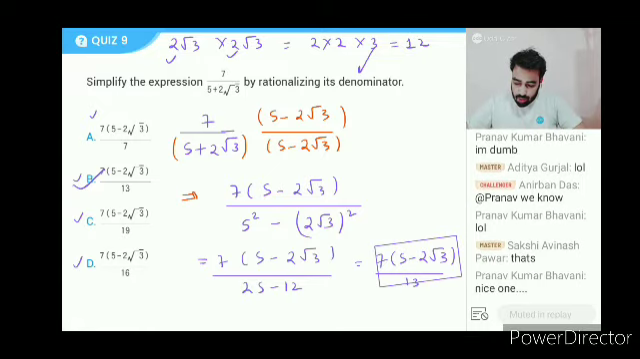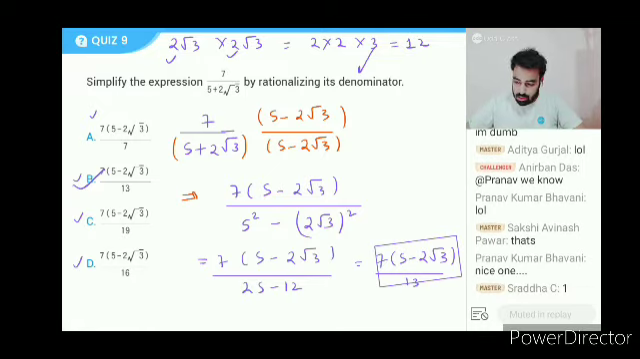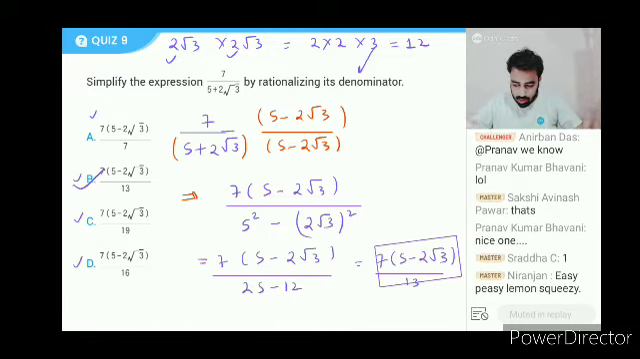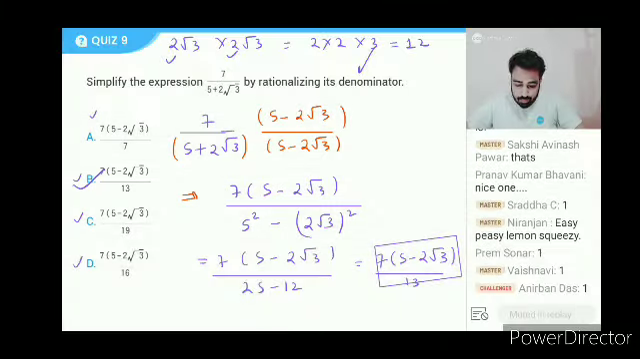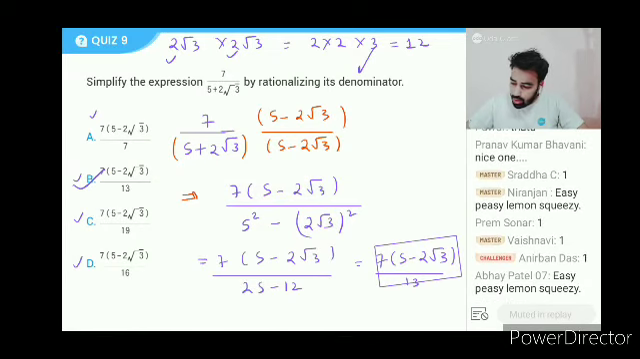How many of you are able to understand it? Till here we have done the basics. Okay, Abhirath has done a silly mistake. Okay, fine.